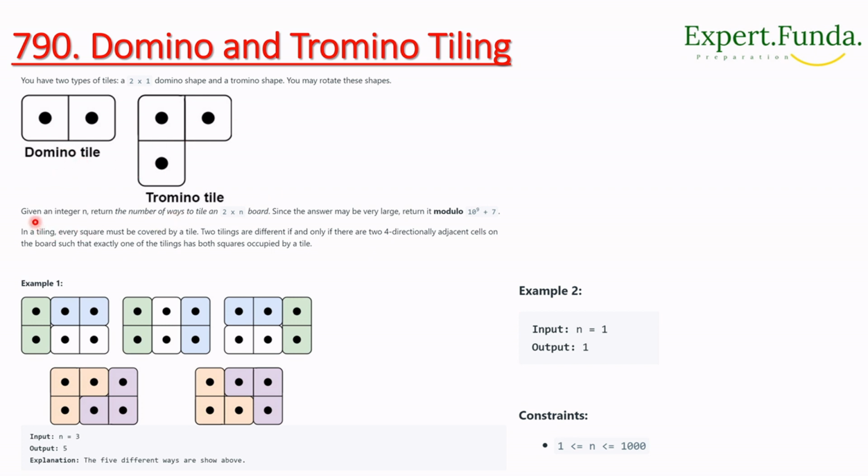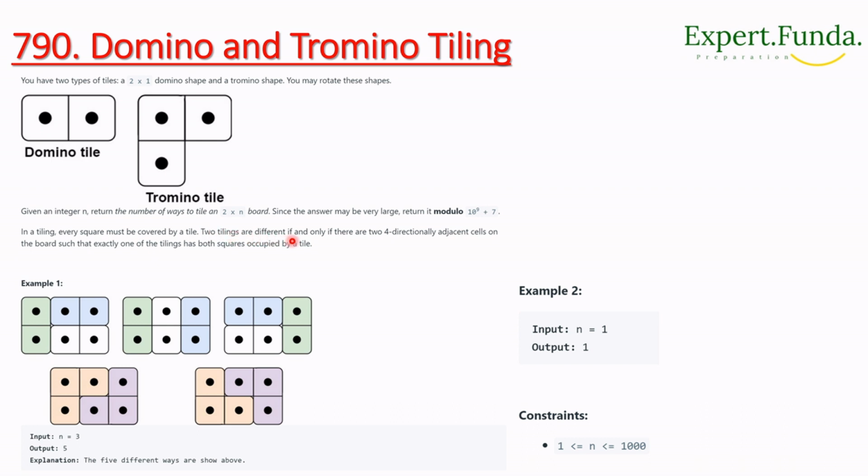Given an integer n, return the number of ways to tile a 2 cross n board. Since the answer may be very large, return it modulo 10 to the power 9 plus 7. In tiling, every square must be covered by a tile.